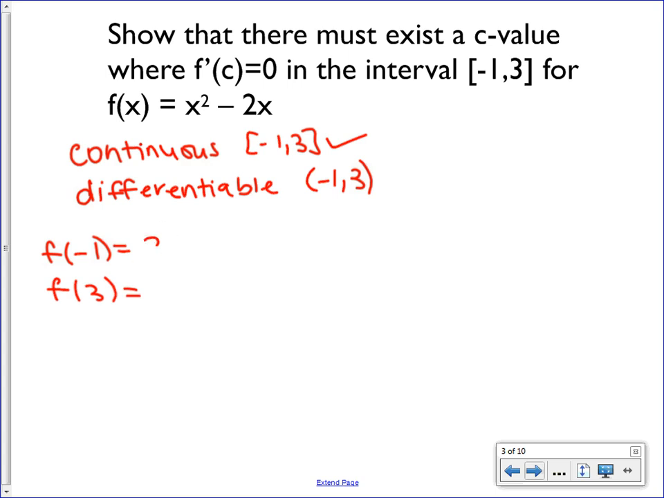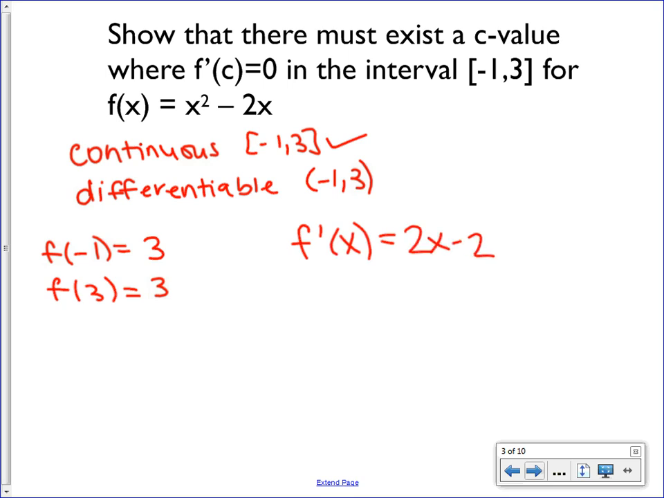Okay. What's our function evaluated at 3? 3. Okay. So we have the same heights, right? We're continuous and differentiable. So, how are we going to find this c value? Yes? Take the derivative of the original. Okay, well, first of all, we want our derivative to be 0. So, let's take the derivative. What's our derivative?